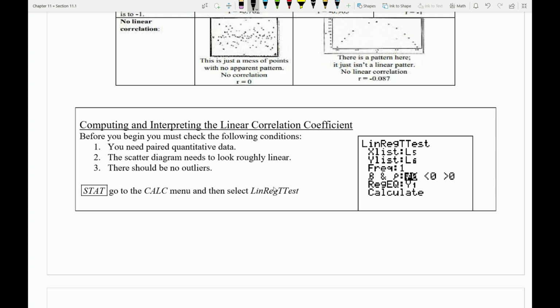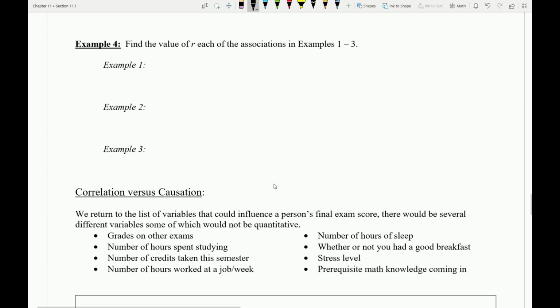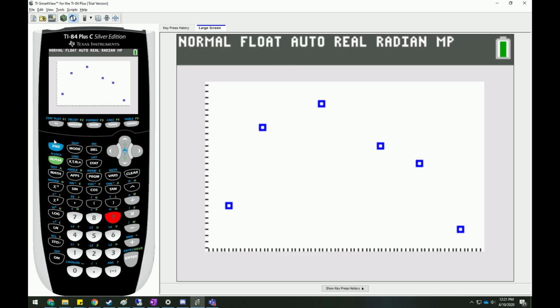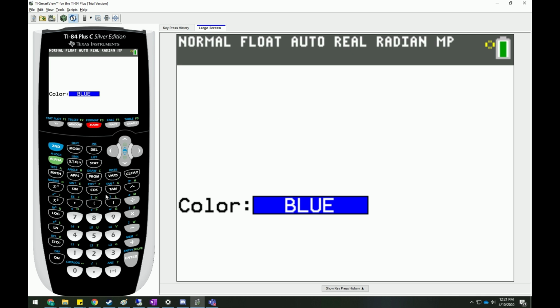Now, if I take a look at example 4, we'll see how I can use this to find the value of R for each of the examples, numbers 1 through 3, that we dealt with earlier. So I'm going to pull up my calculator and take a look back at example number 1. This is the graph where I had list 1 and list 2 in my calculator. It was the number of hours studied versus the score on the final exam.